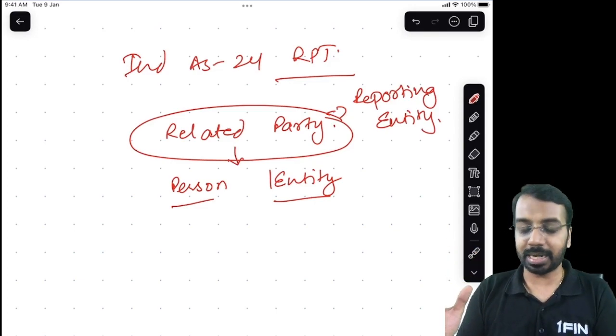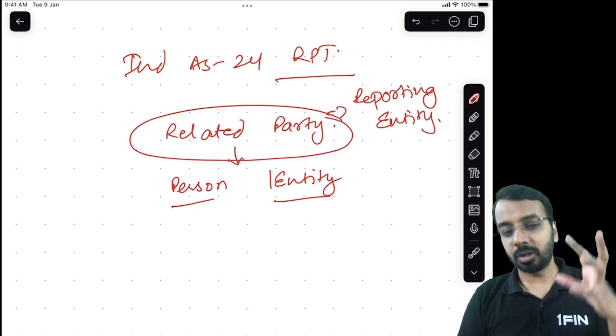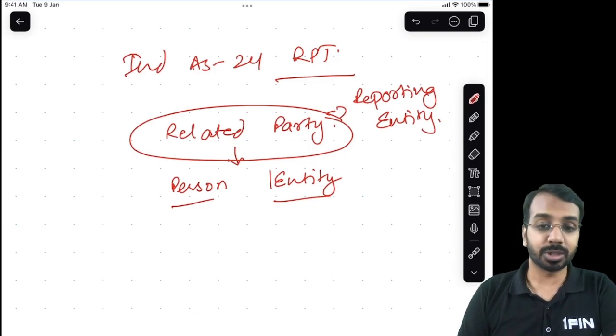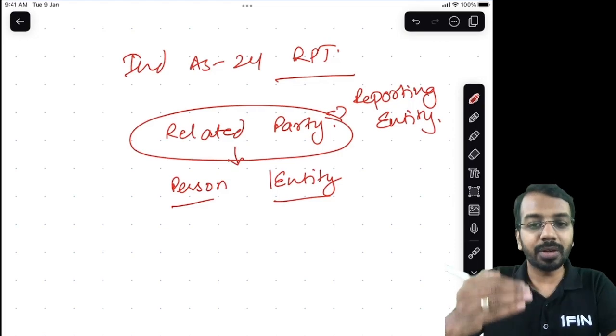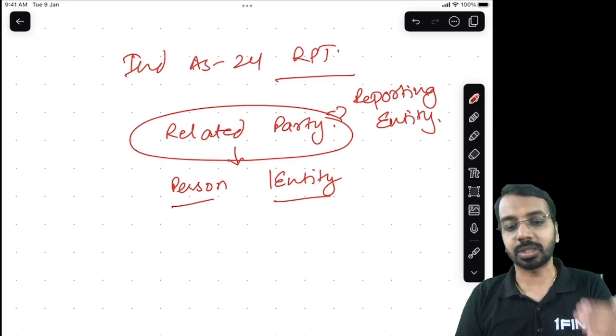It is a very important standard, not only from an exam point of view. In examination, most of the time you'll be able to identify that yes, there is a related party relationship and hence disclosures are required. You'll be able to do it in most of the cases, but still we must know what are the various categories of related parties and what are the various categories of disclosures that are required.